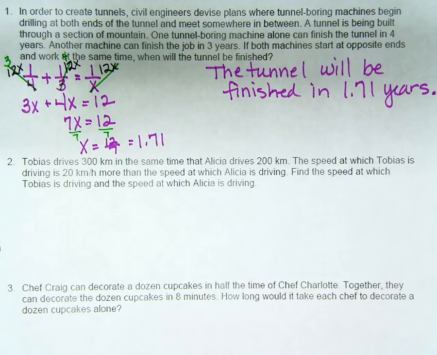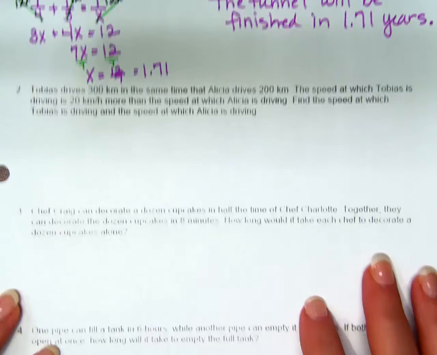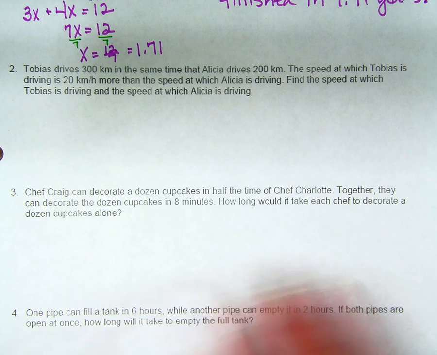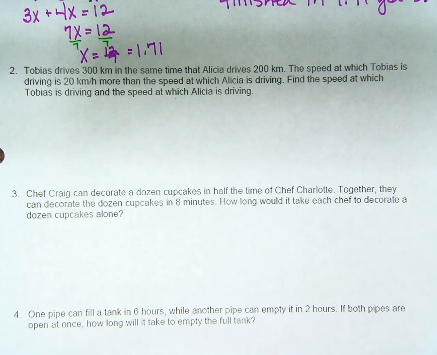Any questions about number 1? Let's look at number 2. Tobias drives 300 kilometers in the same time that Alicia drives 200 kilometers. The speed at which Tobias is driving is 20 kilometers an hour more than the speed at which Alicia is driving. Find the speed at which Tobias is driving and the speed at which Alicia is driving.